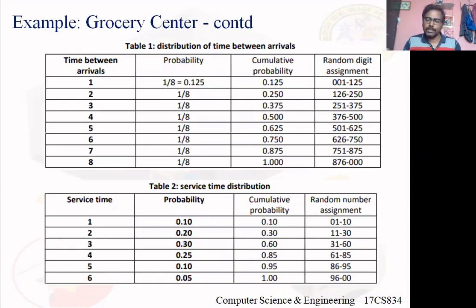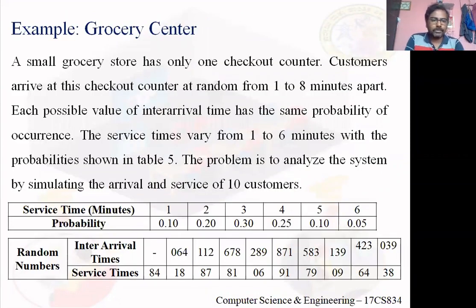Clear? It's very clear. So in this case, I'm simulating for 10 customers. So you should have 9 inter-arrival times and 10 service times, right? But I won't give you the values. Instead, I will give you 9 random numbers for inter-arrival times and 10 random numbers for service times, like what you can see in this slide. See the last table, random numbers. The first inter-arrival time is always a dash because the first customer arrives at checkout at time 0.